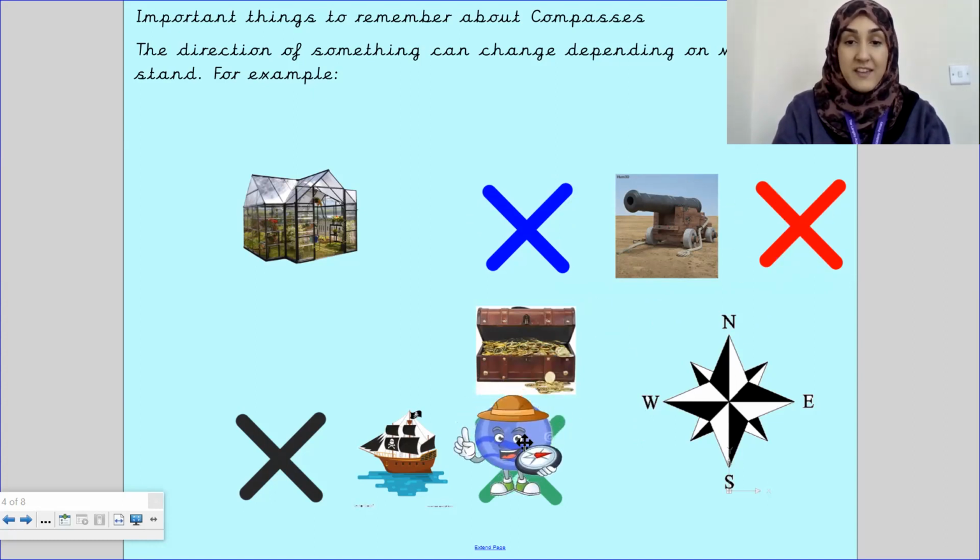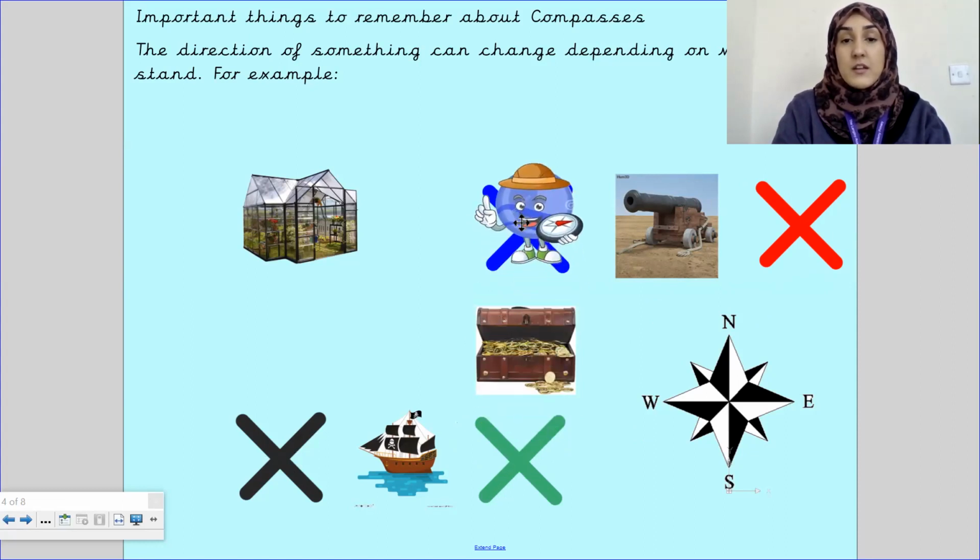Now, if Mr. Blue stands on the green X, the treasure chest is north of Mr. Blue. But if he stands on the blue X, the treasure chest is south of Mr. Blue. Now, Mr. Blue is still standing on the blue cross. Which direction is this greenhouse in relation to Mr. Blue? Can you tell me?